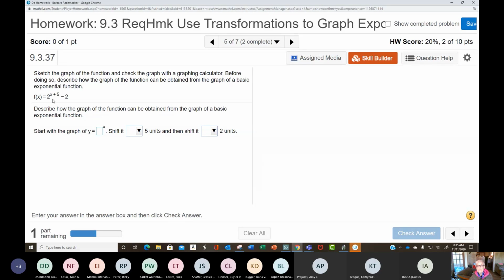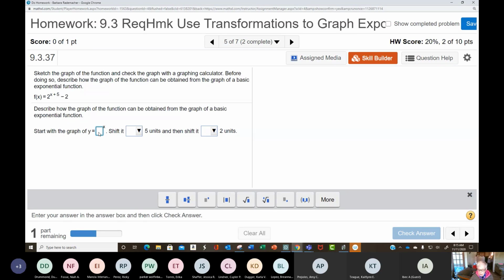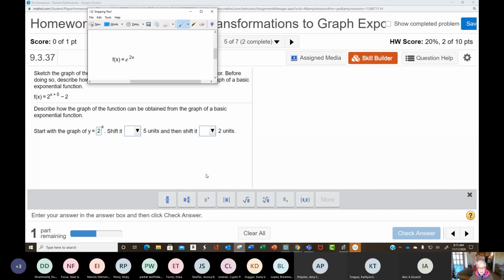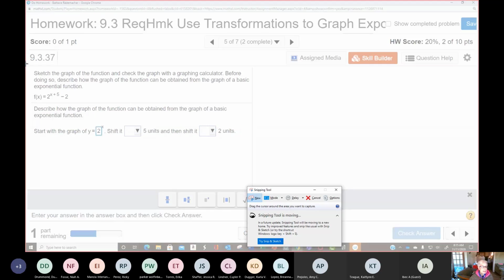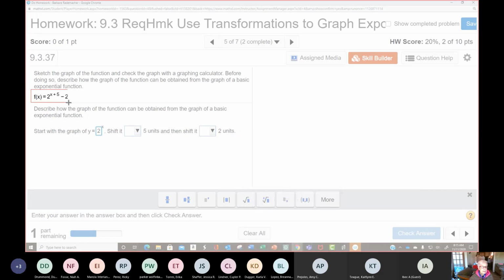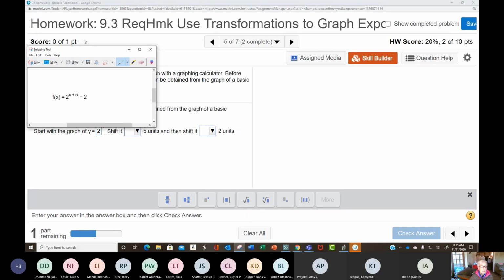Now here we have 2 transformations. We have a horizontal shift to the left, and we have a vertical shift down. And the basic function is 2 to the x. So start with the graph of y equals 2 to the x. Now, I want to take a picture of this just so I can have it. There, all right.